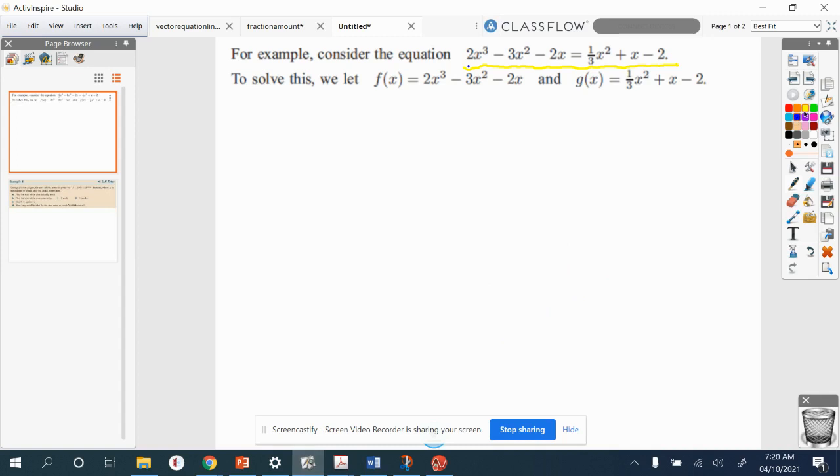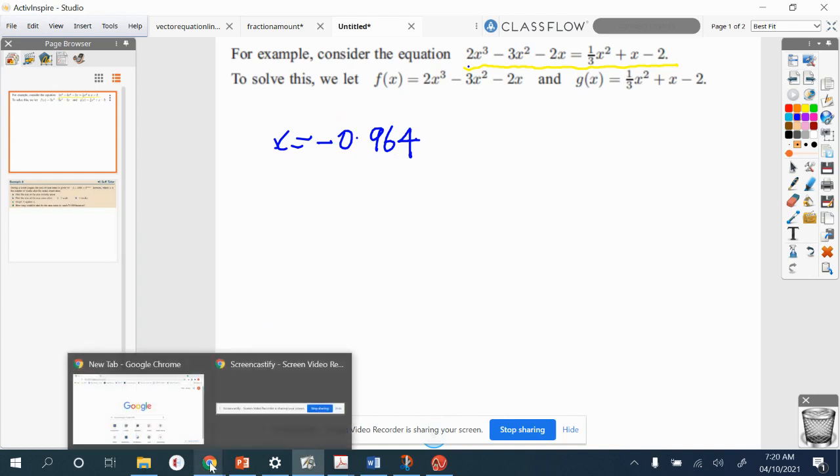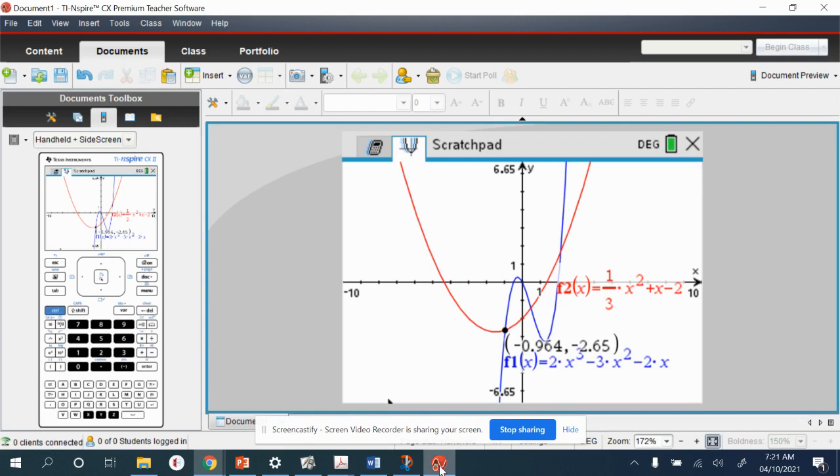So let's do that. So x equals minus 0.964. Note how I don't put in coordinates. I'm just solving to find x. If they're asking for coordinates, they will tell you with this type of question. If you're just solving, you're finding x. Right, let's go back and find the other one.